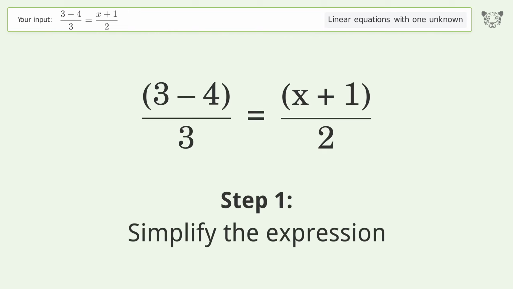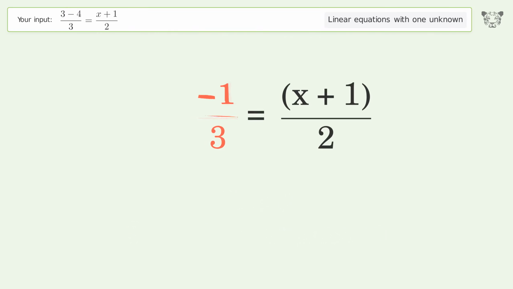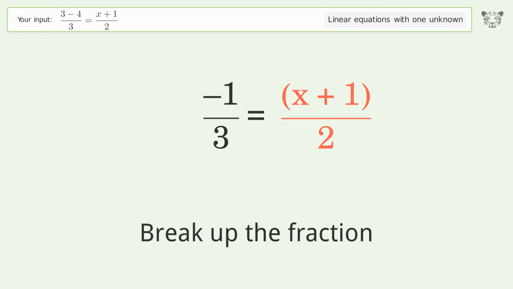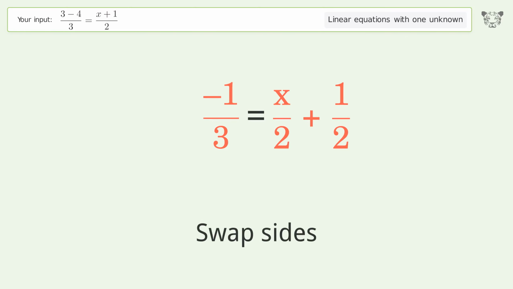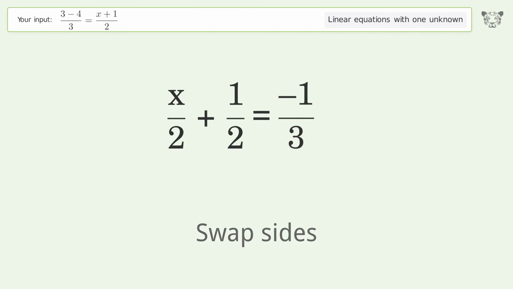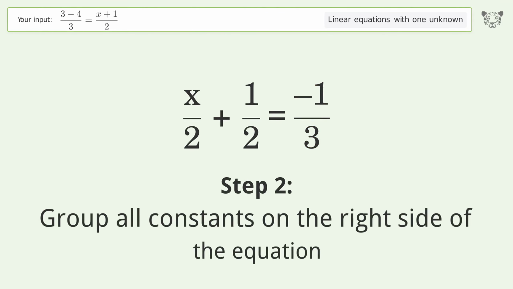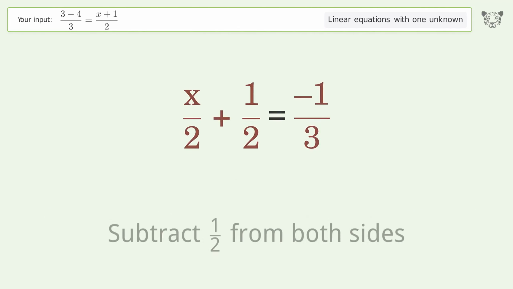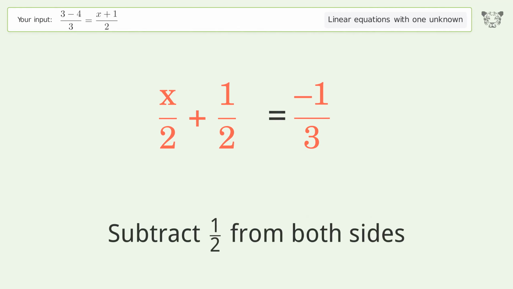Simplify the expression. Break up the fraction. Swap sides. Group all constants on the right side of the equation. Subtract 1/2 from both sides.